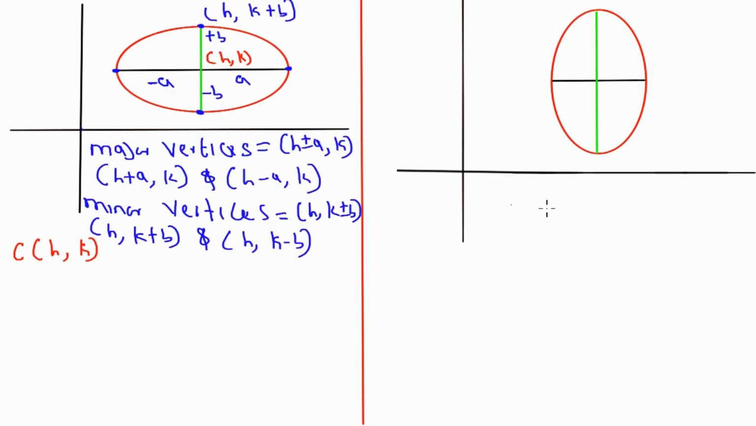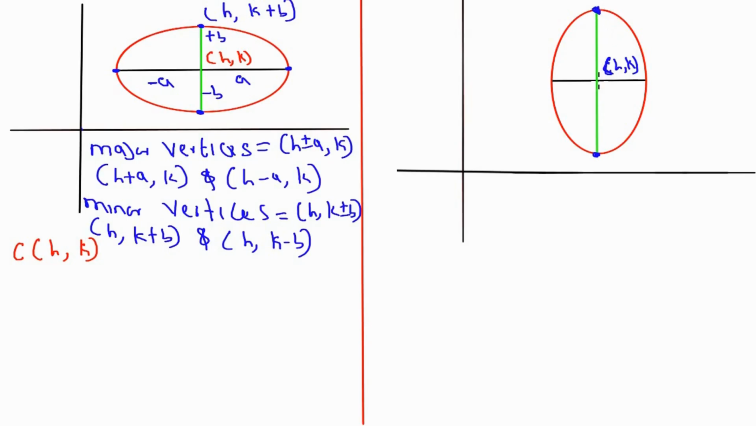Now, before we talk about the equation, let's talk about the major vertices and the minor vertices for the ellipse on the right hand side. So the coordinates of the major vertices are this point, this one, and this one. Now its center is h, k, where h is the distance along the x-axis and k is the distance along the y-axis. Are we communicating? Perfect. So we need this point.